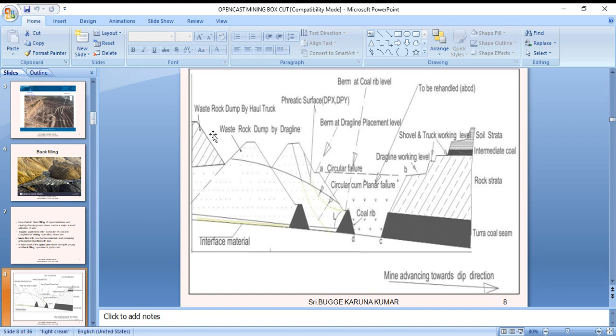The waste rock is dumped by the dragline, showing all tracks here. There are two draglines on it. One dragline will be side casting backward. The dragline will rehandle the material from the completely excavated area, and from here you have to dump it to another place. So this is the backfilling activity. This is an activity called a backfilling activity.